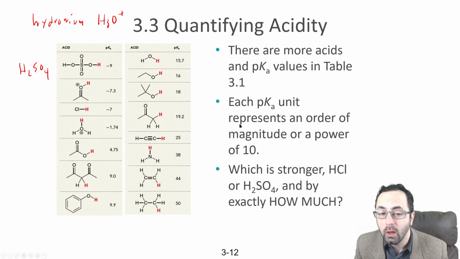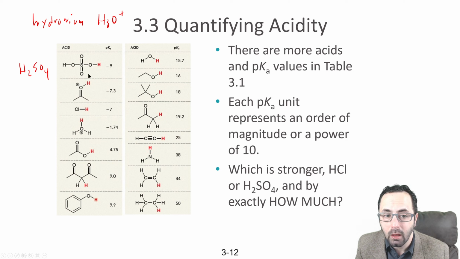So remember that in logs, a difference of 1 indicates a power of 10, right? That's why we use logs. So if we compare the pKa of sulfuric acid to hydrochloric acid, we can see that the difference is 2, which means that the sulfuric acid is 10 to the second power, or 100 times stronger than HCl. But they're both considered strong acids, right? Why is that? Because they're both stronger acids than hydronium.